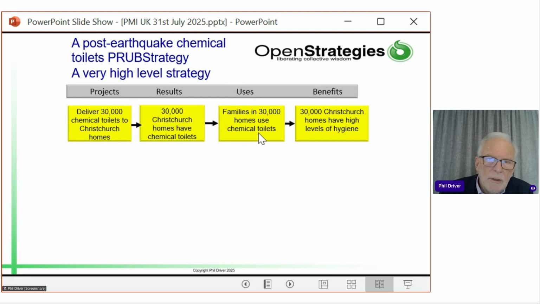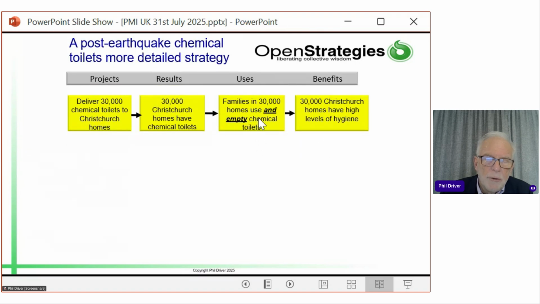And look at the use here. Families use the chemical toilets. And the question is, is that use sufficient? Is that fully describing what's going to happen? And if you think about it, think about 3 days later. No, it's not, because those toilets are going to be full.